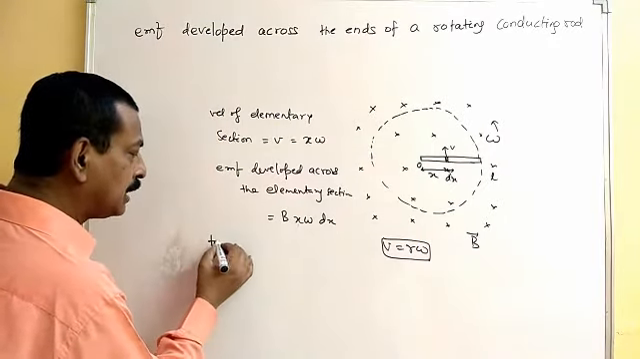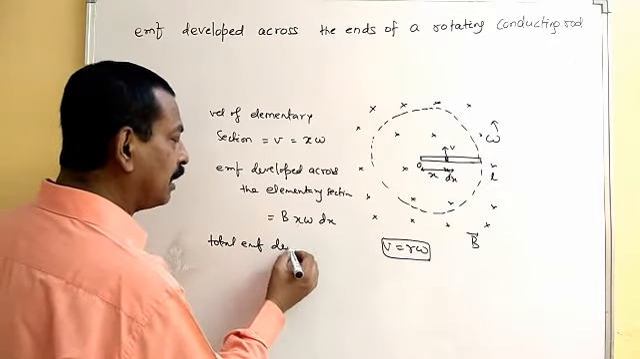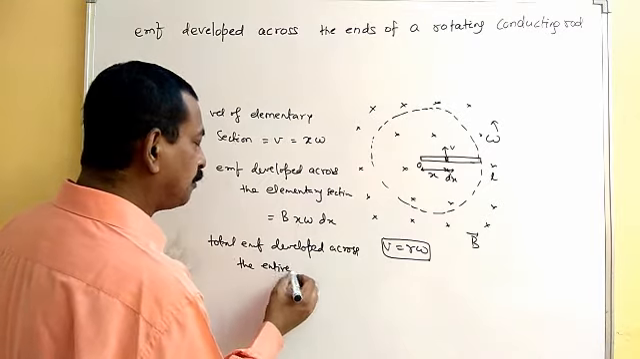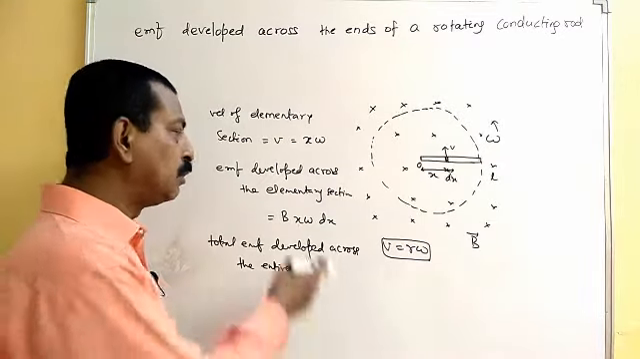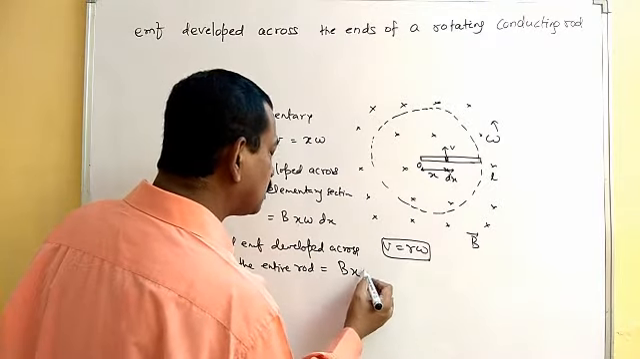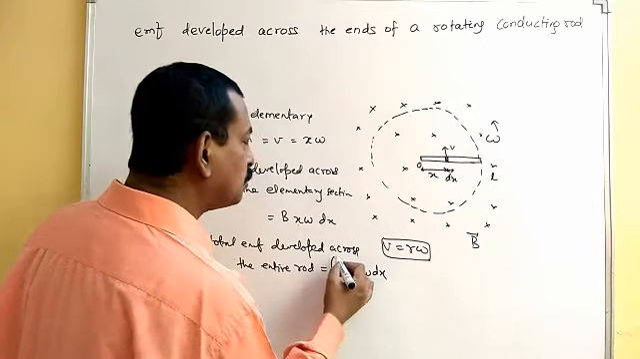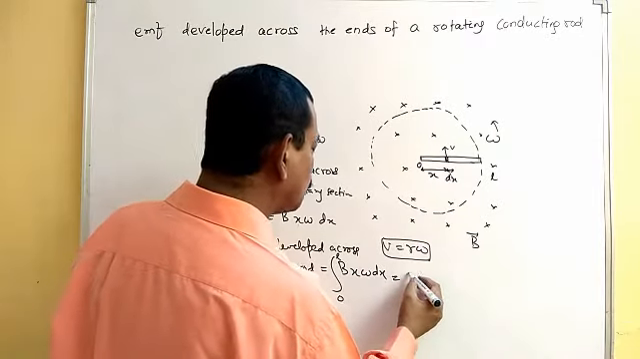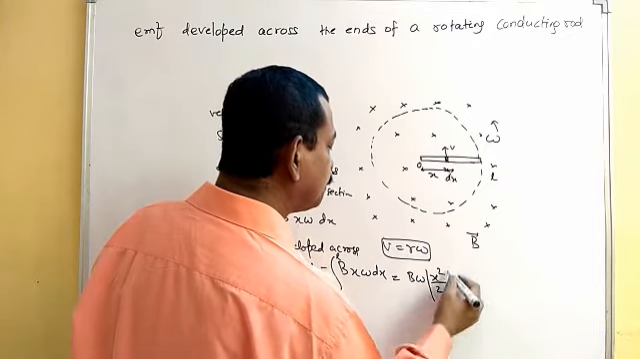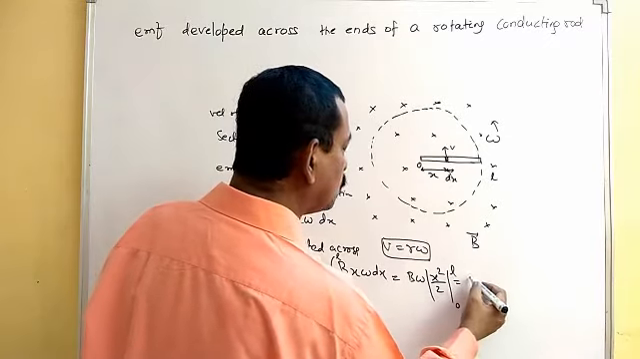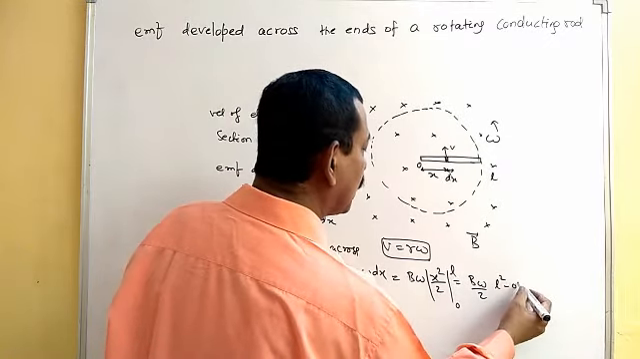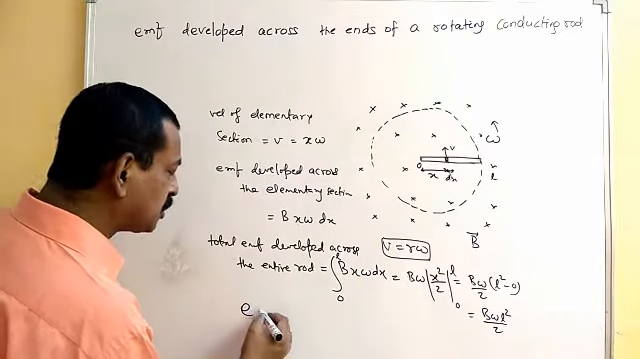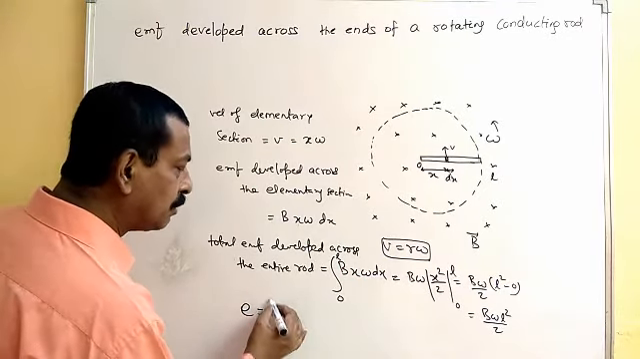So the total EMF developed across the entire rod will be the integral of this quantity: the integral of B omega x dx from 0 to L, because we are assuming the length is L. This equals B omega x square by 2, from 0 to L, which is B omega by 2 into L square minus 0, that is B omega L square by 2.